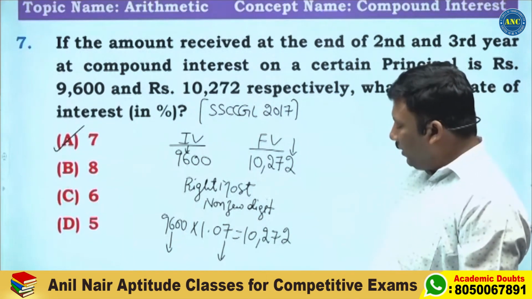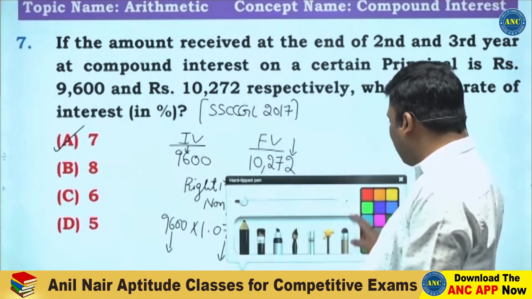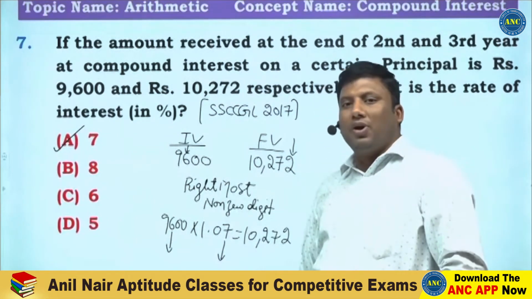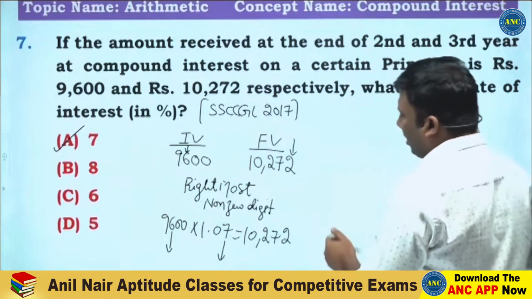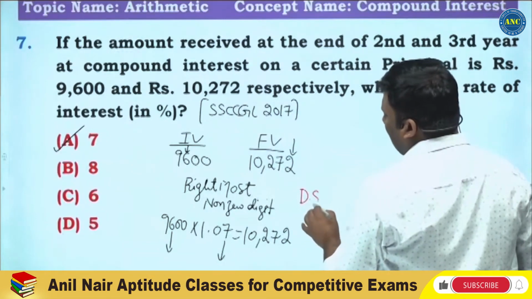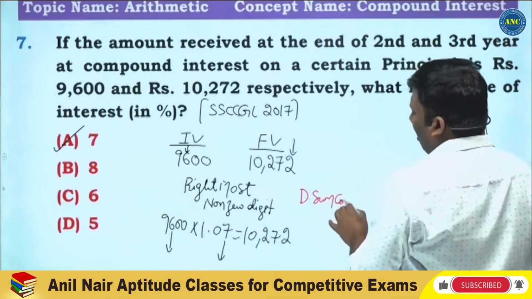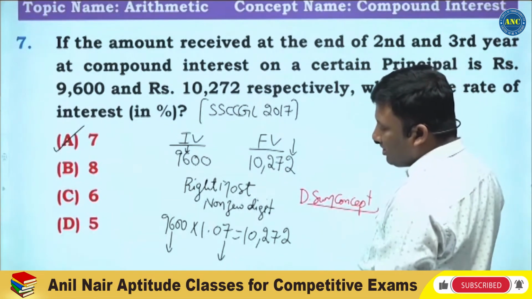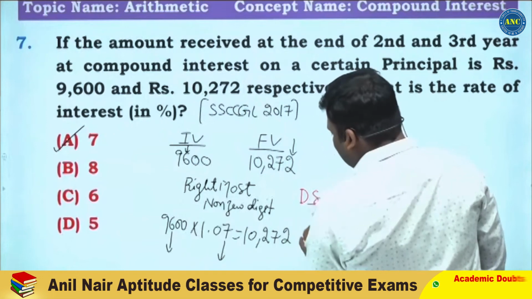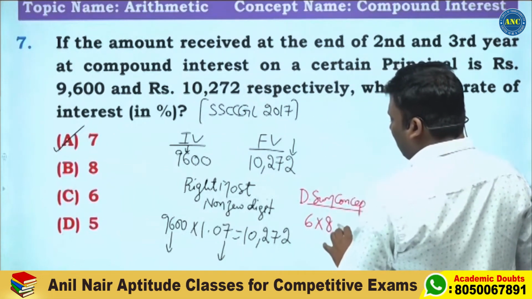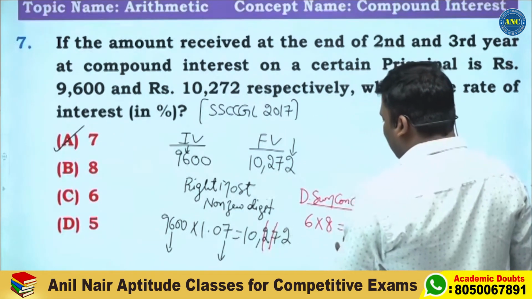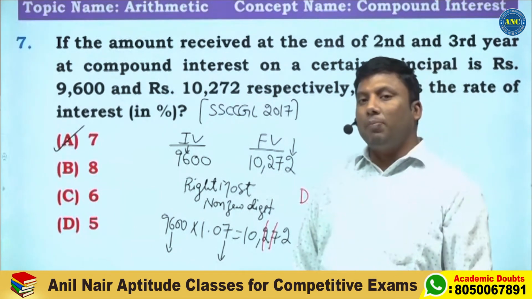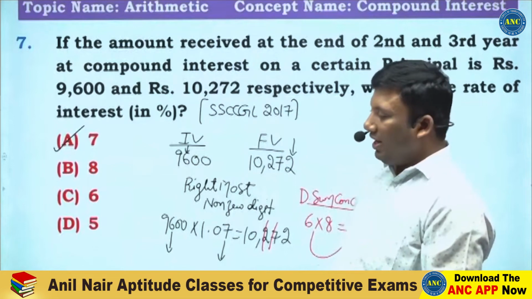I don't know why people take so much time to solve this question when it is a school level problem. 9600 into 1.07. Or you can cross check by using the digital sum concept. What is the digital sum concept? See here. This is 6. 1.07 is 8. 1 plus 2 is 3. 6 fours are 48. What is 4 plus 8? 12.